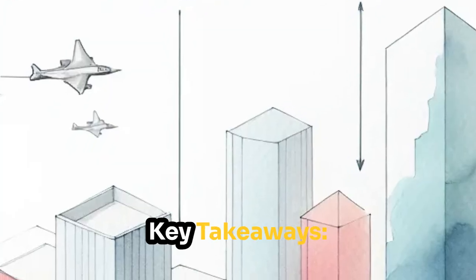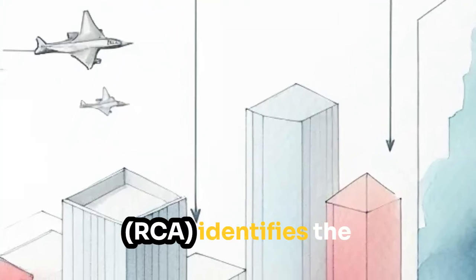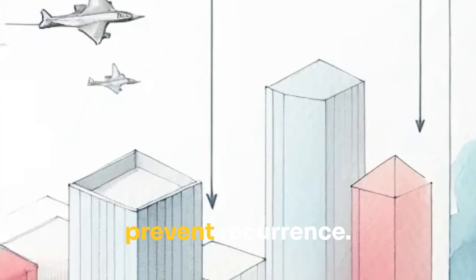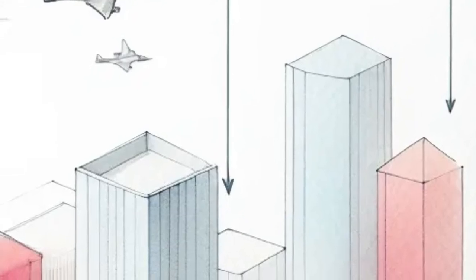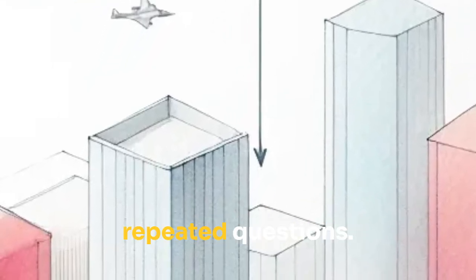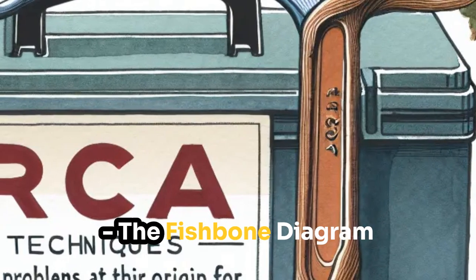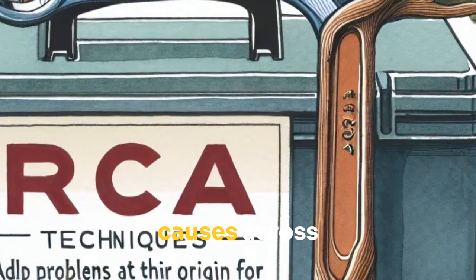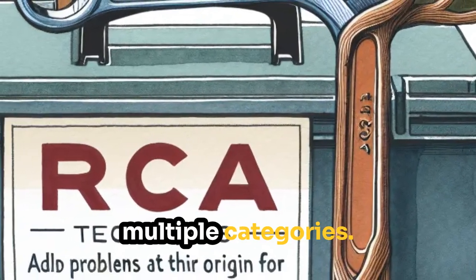Key takeaways. Root cause analysis, RCA, identifies the underlying cause of problems to prevent recurrence. The 5 whys method is a simple way to uncover root causes by asking repeated questions. The fishbone diagram visually maps potential causes across multiple categories.